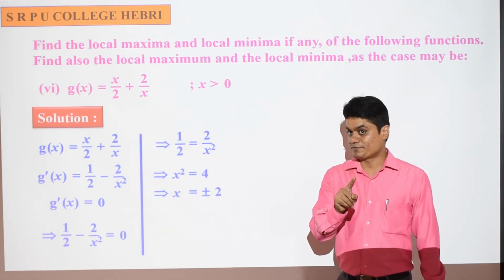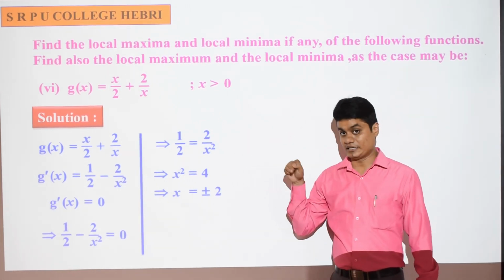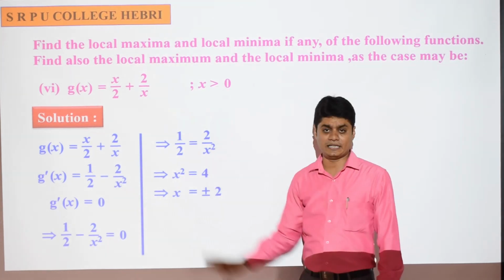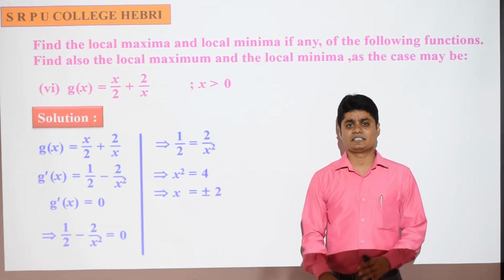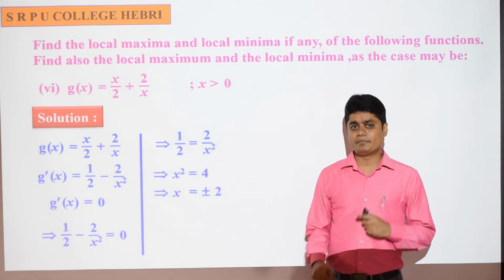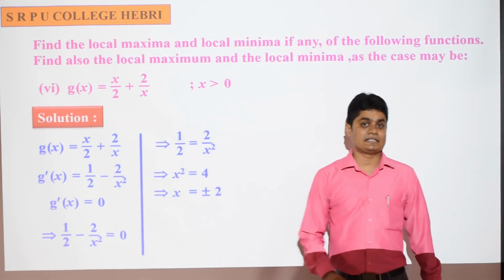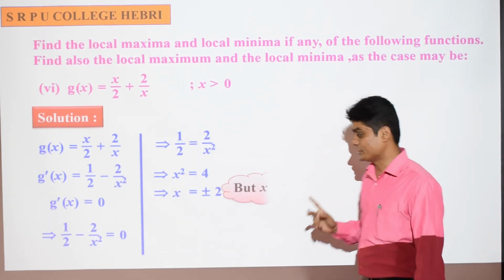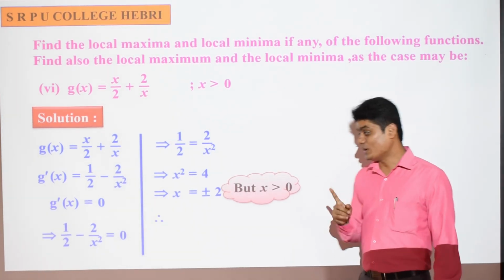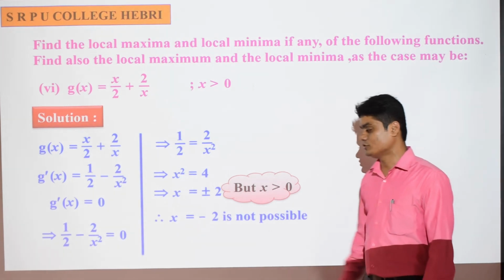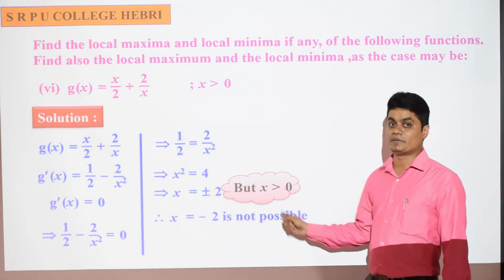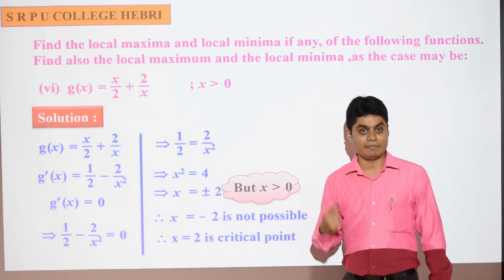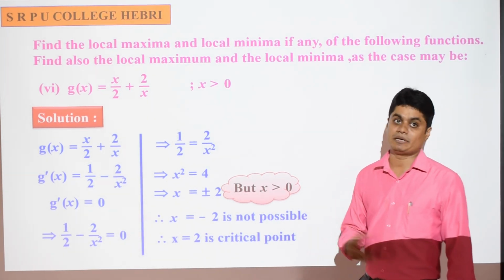But observe carefully, there is a condition. This is the reason I am taking this problem. Usually you don't look at this, you consider plus or minus and write both as answers. But remember the domain is x is greater than 0, so minus 2 is not allowed, only x should be 2. So only one critical point, that is x is equal to 2, because x equal to minus 2 is not possible. So only one critical point, so maybe either maximum or minimum.